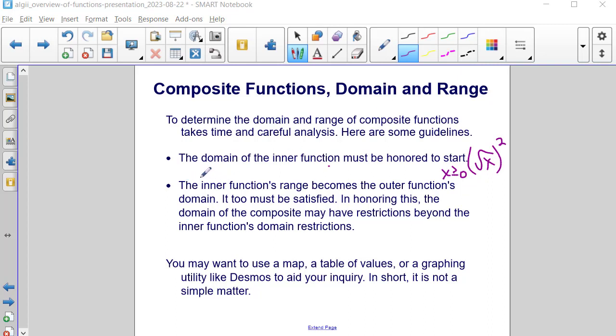The second guideline is that the inner function's range becomes the outer function's domain. It too must be satisfied. In honoring this, the domain of the composite function may have restrictions beyond the inner function's domain restrictions. You may want to use a map, a table of values, or a graphing utility such as Desmos to aid in your inquiry. In short, this is not a simple matter. It does require some analysis and understanding of function behavior.